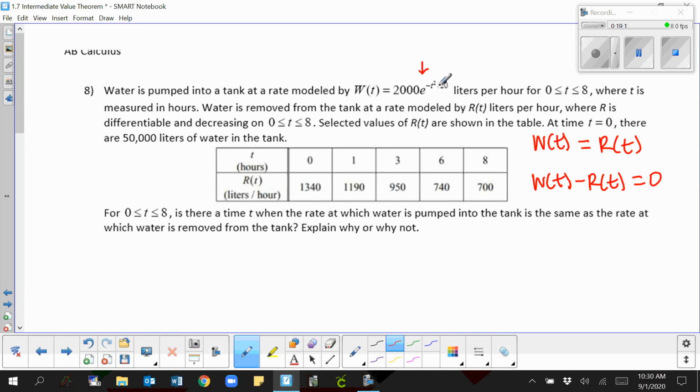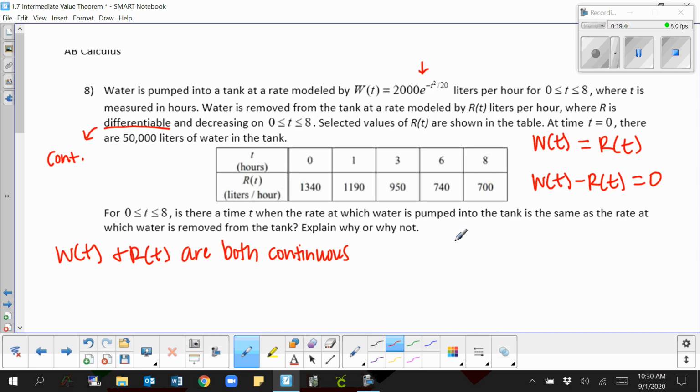I know that my W of t equation is continuous because it's got our e from 0 to 8. And then it tells me that my R is differentiable, which means that it is continuous. So I know that they're both continuous. I can say that W of t and R of t are both continuous. The next thing I need to figure out is what is W of 0 minus R of 0, and what is W of 8 minus R of 8.